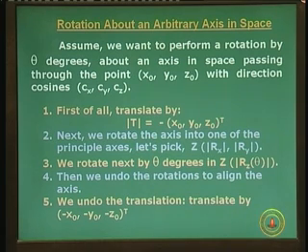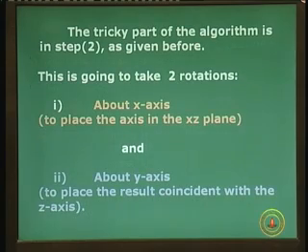Remember, we go to the next slide where we concentrate on what to do for step number 2, which reads: we rotate the axis onto one of the principal axes. In this case we pick z, and that means we need to rotate around x and y respectively. As I said before, the tricky part of the algorithm is step number 2, and this is going to take us 2 rotations, one about the x axis. You need to rotate the arbitrary axis about the x axis to place it in the xz plane first, and then you rotate around the y axis to place the result onto the z axis.